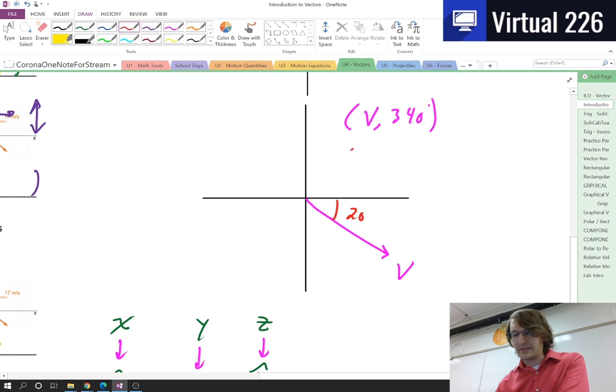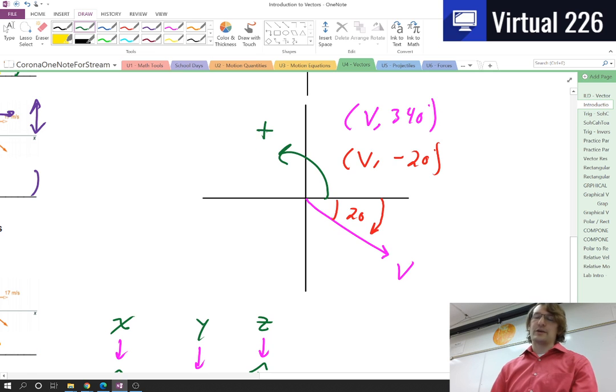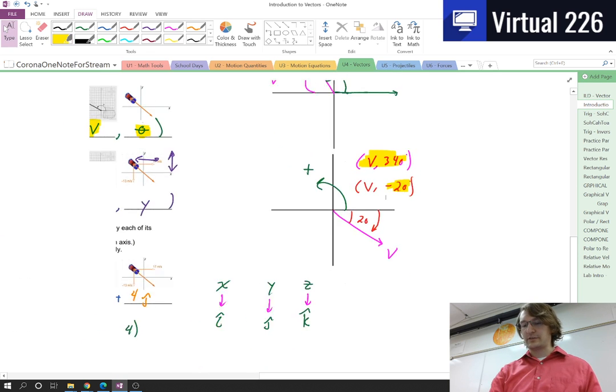The other way I could write it is v, comma, and then minus 20, because when you're going clockwise around the circle, those are negative angles. We think mathematically that counterclockwise are positive angle measurements. So the 340 is what we traditionally use. That's what we traditionally like. But if you do put negative 20, you're not wrong. So it's a kind of neat thing about physics.